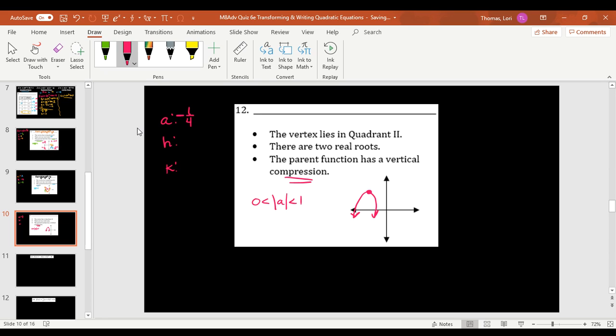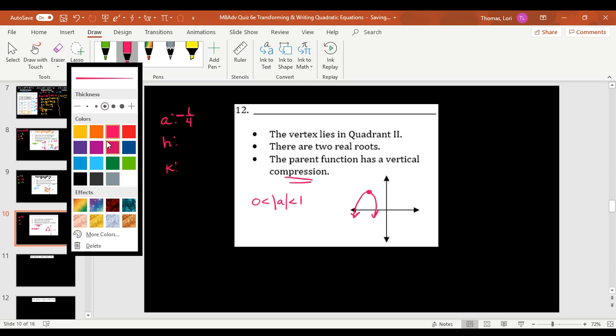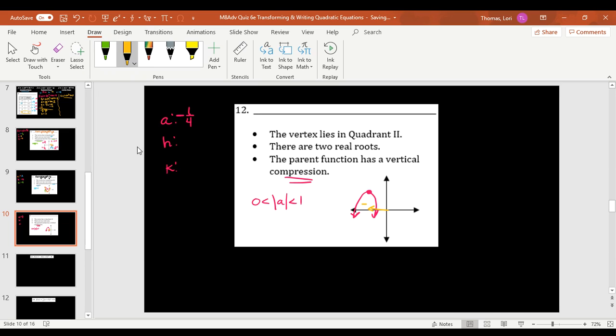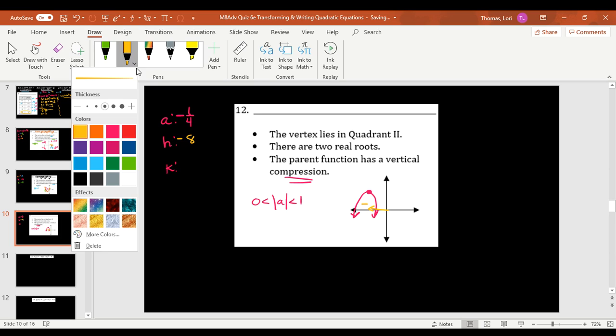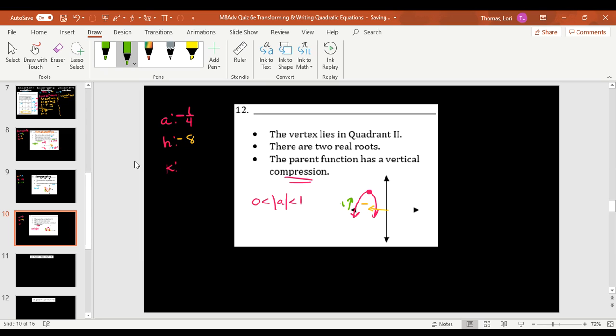Then my h value, let's use a different color for this. So to get into quadrant 2, the h must be negative. So let's just say -8. Then I need to go up. So the k value needs to be positive. So let's just say +5.